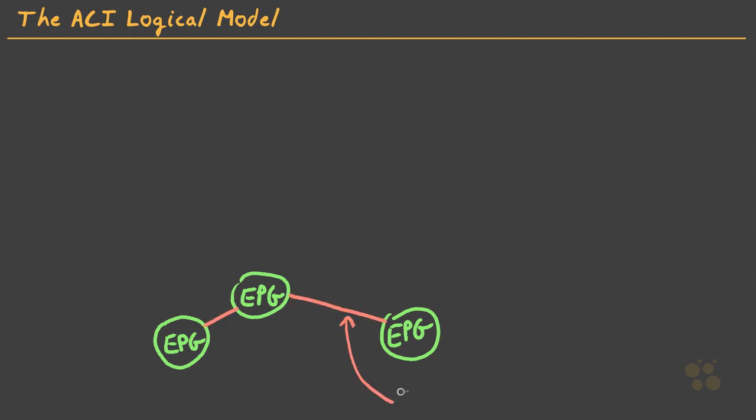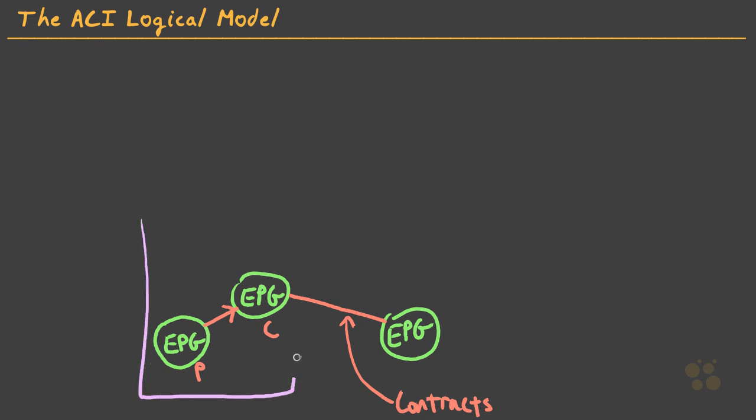Contracts are like access lists, except they don't have IP addresses, and they enable communication between endpoint groups. Also keep in mind that there are providers and consumers, so if we apply a contract unidirectionally, the provider is the one that is providing the contract to the consumer. And that's how the consumer knows how it's allowed to access the provider.